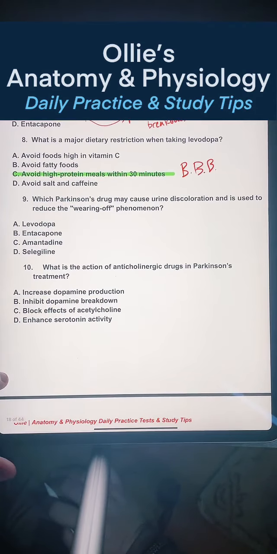Number 9, which Parkinson's drug may cause urine discoloration, and it's used to reduce the wearing off phenomenon? Number 9. What do we think? If you don't know, just take a guess.